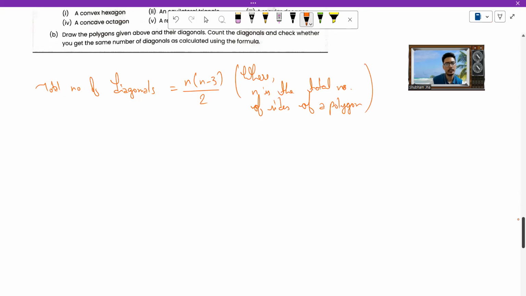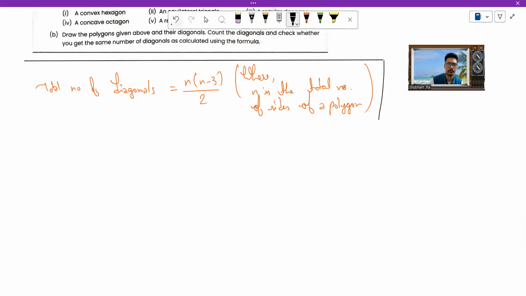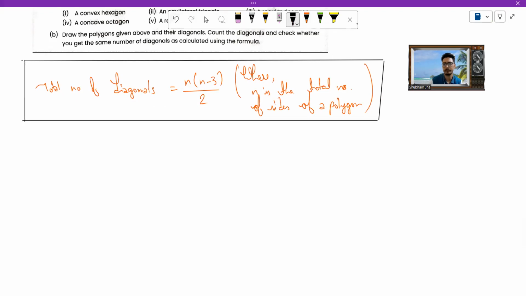Okay, now let's see. This is a formula that you have to remember. You have to memorize. Just note it down. Note the formula, because it is a very important formula. It will help you in many questions.